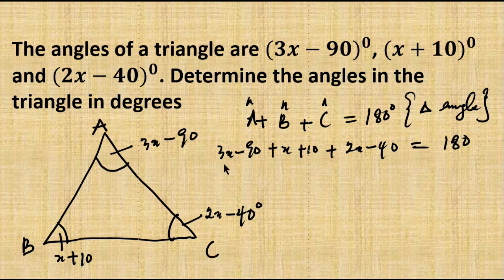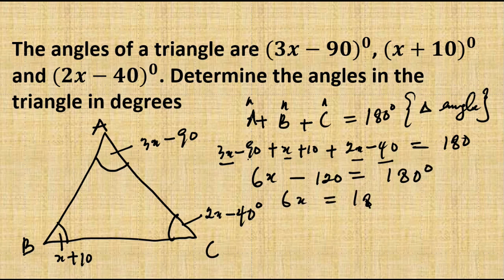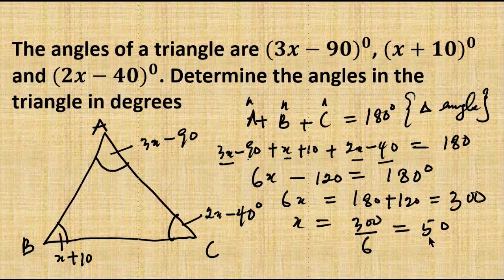So my 3x plus x plus 2x will equal 6x. Now I have minus 90 plus 10, that's minus 80. Minus 80 minus 40, that's minus 120. Minus 120 equals 180 degrees. So 6x will equal 180 plus 120, which is 300, collecting like terms. Now, x will be 300 over 6, which is equal to 50.